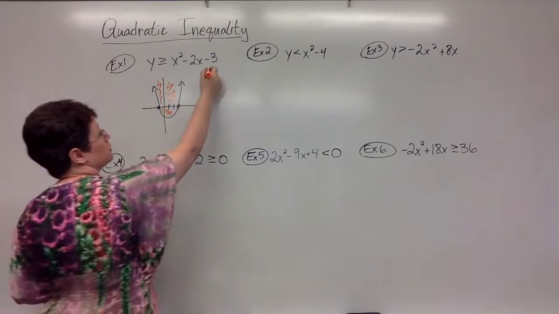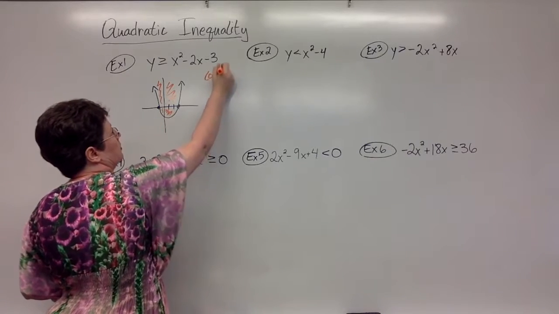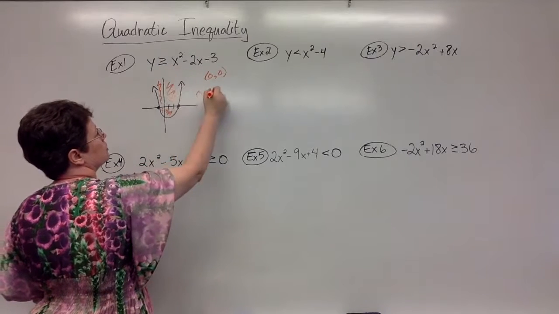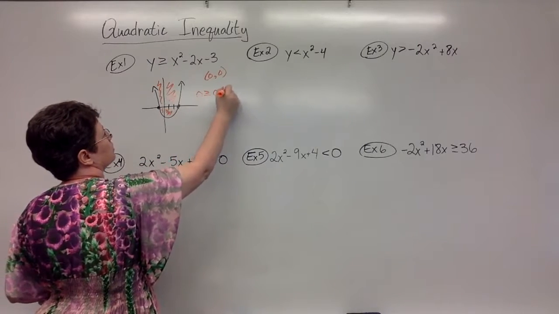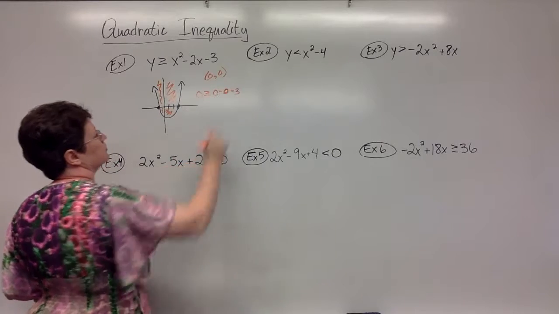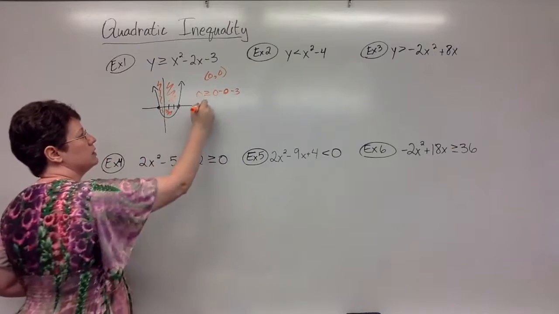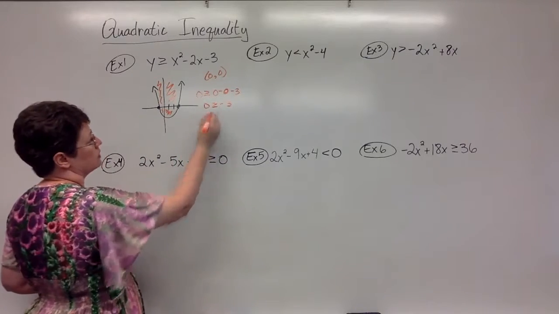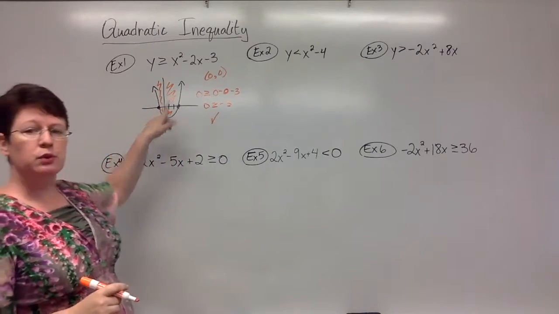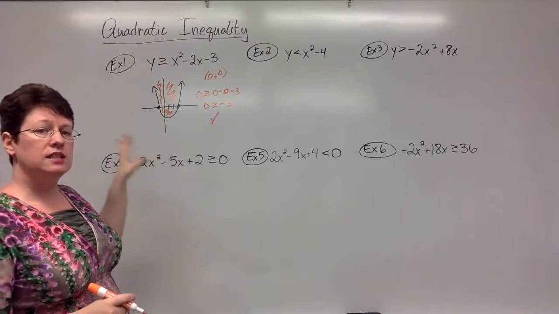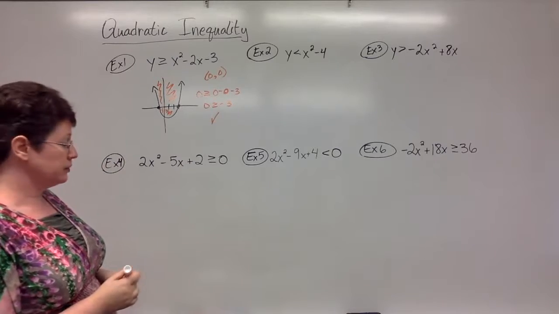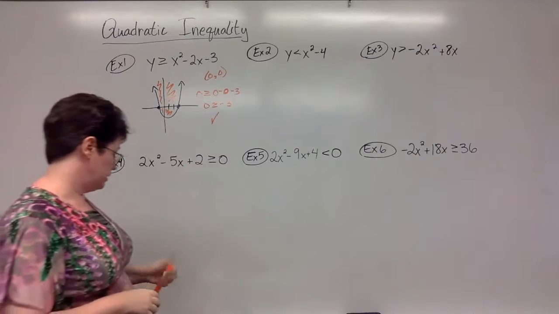So let's pick 0, 0. So I'm going to plug in a 0 for y, greater than or equal to 0 minus 0 minus 3. So is 0 greater than or equal to -3? Yes. So I should shade where the 0, 0 is at. So that's inside my quadratic. That one is correct. That's all we have to do on these.